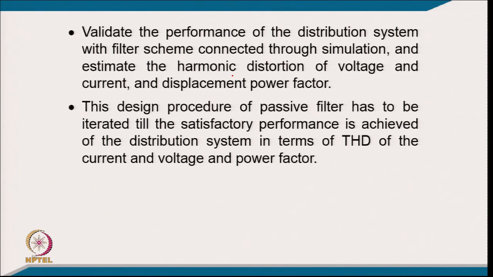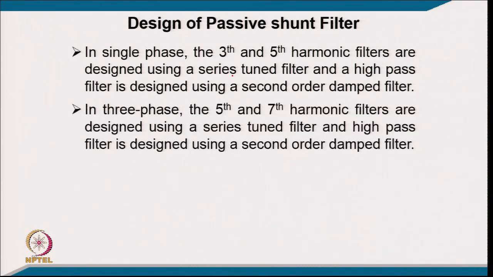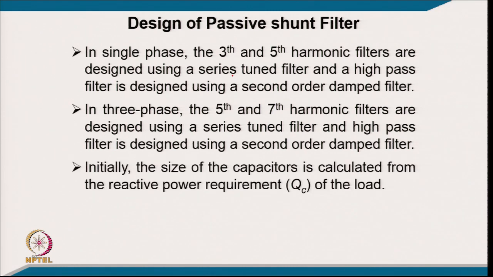This design procedure of passive filter has to be iterated till satisfactory performance of the distribution system is achieved in terms of total harmonic distortion of the current and voltage and power factor. Now coming to the design of this passive shunt filter, in single phase, the third and fifth harmonic filters are designed using a series tuned filter, and high pass filter is designed using a second order damped filter, and in three phase, the fifth and seventh harmonic filters are designed using a series tuned filter, and high pass filter is designed using a second order damped filter.